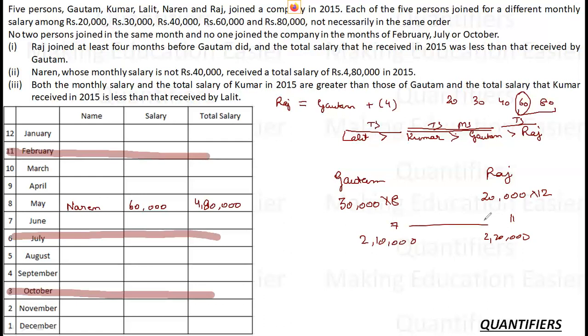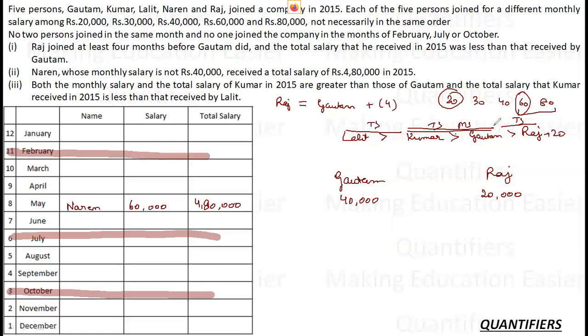I have to give a gap of at least 4 months. If the value comes to 7 or less than 7, then in no case can he exceed. So 30 and 20 is also not possible. So if 30 and 20 is also not possible, this means that only one case is possible, that Gautam's salary is 40,000 and Raj's salary is 20,000. These are the only possible cases. Okay. So Raj is getting 20. Gautam is getting 40.